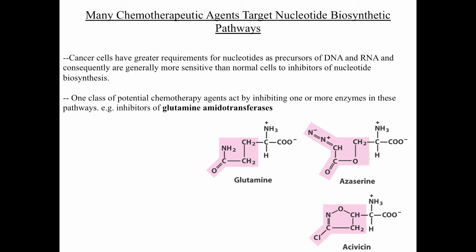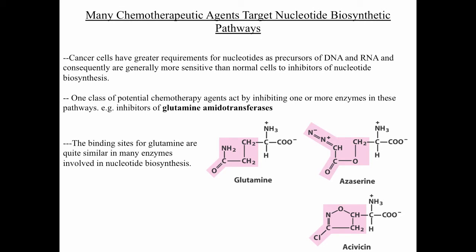One important class of chemotherapeutic agents that target these enzymes in these biosynthetic pathways are these glutamine aminotransferase inhibitors. So the glutamine aminotransferases are in these pathways. They're important for transferring the amino groups from glutamine onto the nucleotide bases. And these inhibitors actually look very similar to glutamine.